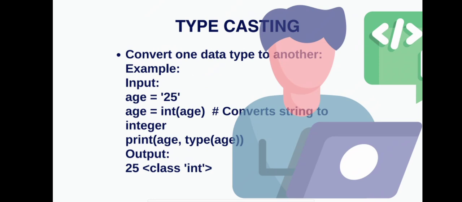How can we convert one data type to another in Python? Typecasting allows us to convert variables between integer, float, and string. Example, age = "25". age = int(age) # converts string to integer. print(age, type(age)). Typecasting is useful when working with user input.